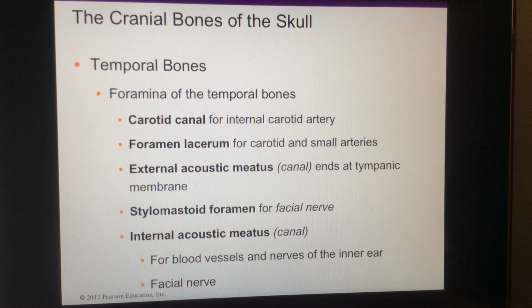Again, the large hole is going to be the external acoustic meatus that ends at the tympanic membrane. The stylomastoid foramen is going to be posterior to the base of the styloid process for the facial nerve. It's a cranial nerve. And the internal acoustic meatus, again found on the interior view, is at the medial surface of the petrous part, contains blood vessels and nerves for the inner ear, and also contains the beginnings of the facial nerve where the stylomastoid foramen is going to have its exit.